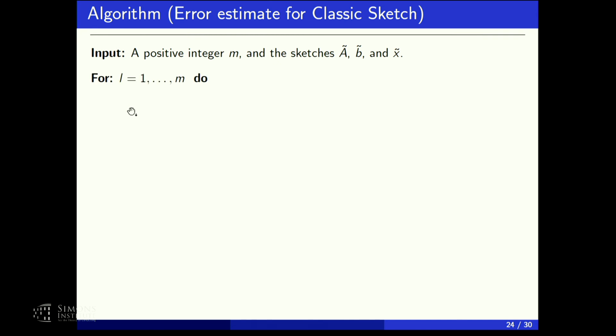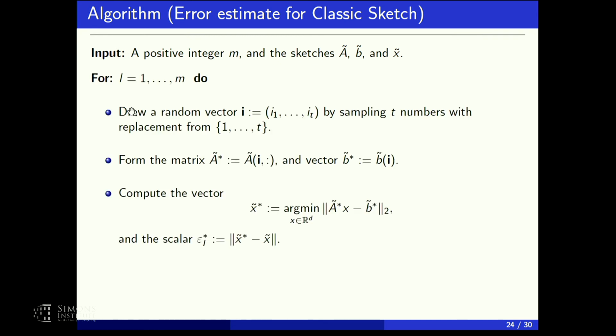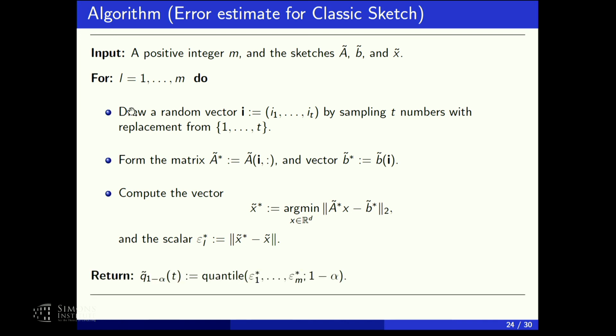Okay, here's the algorithm. This is more or less the same template that I described for the first version of the bootstrap. I'll draw t numbers with replacement from the index set 1 through t. I'll use those indices to extract a new set of rows from the original sketches, or entries of the vector b tilde. I'll solve the associated least squares problem with the starred inputs. That gives me a starred solution. Then for that iteration of the loop, I get one bootstrap sample by taking the norm of the difference between the starred solution and the unstarred one. After I've done m iterations of the loop, I'll again take the desired quantile of those numbers.